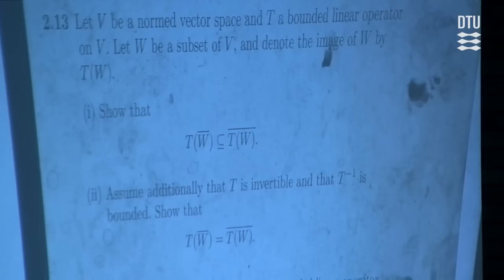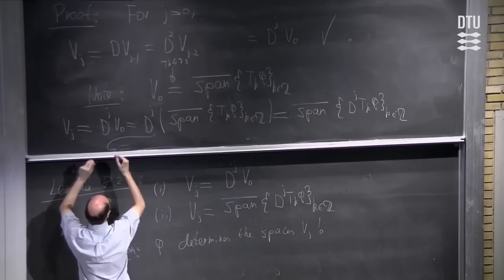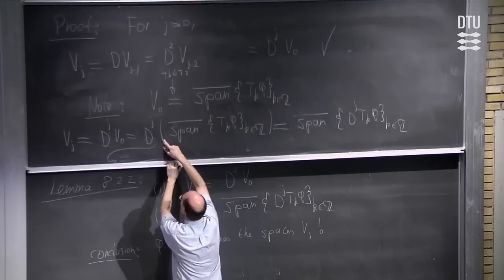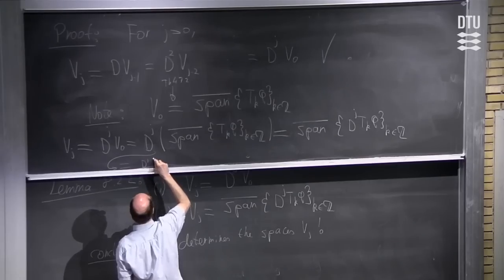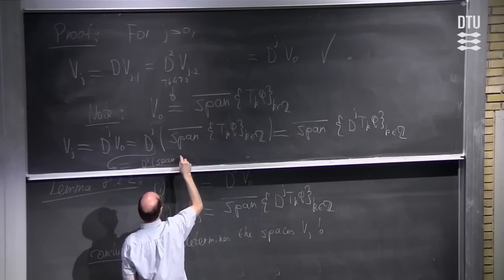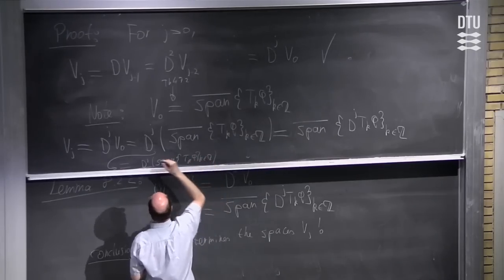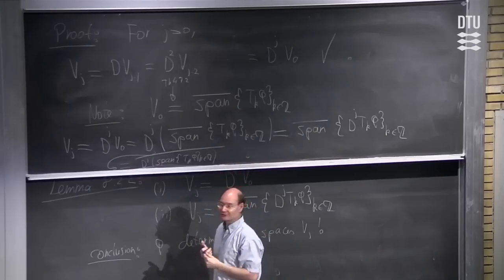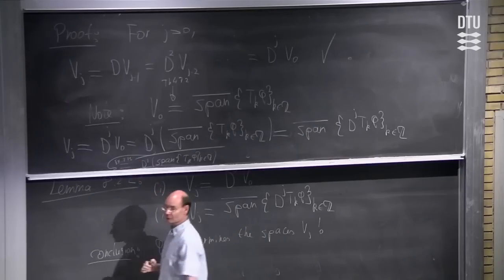then we can put in an intermediate step saying that what we have here, maybe, I hope you can see it if I write it here. So the step will be to go from this set and then to say, instead of taking D^j to the closure of a set, this is the same as D^j applied to the span itself, and then take the closure of this set. So this is exercise 2.13 that allows us to do this.